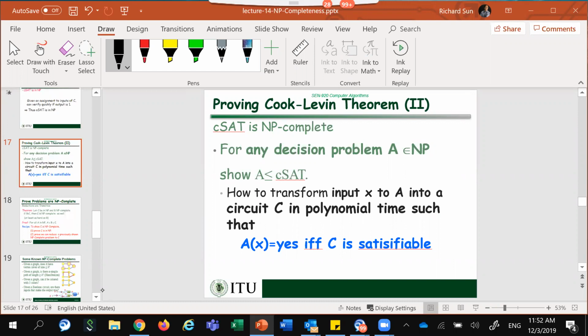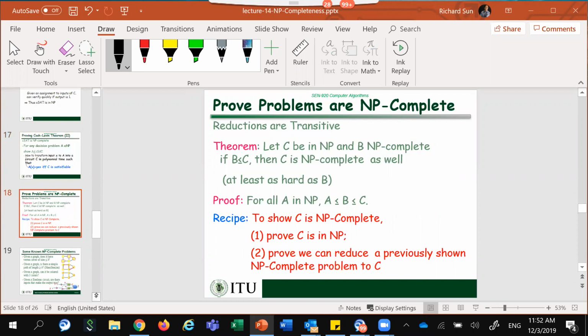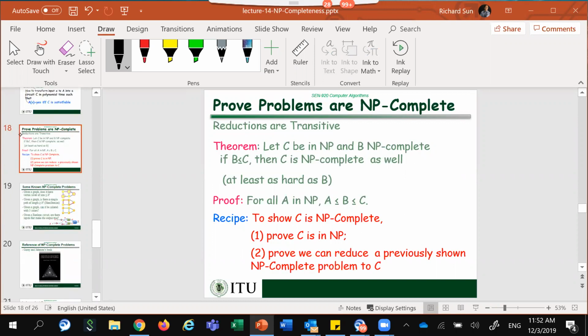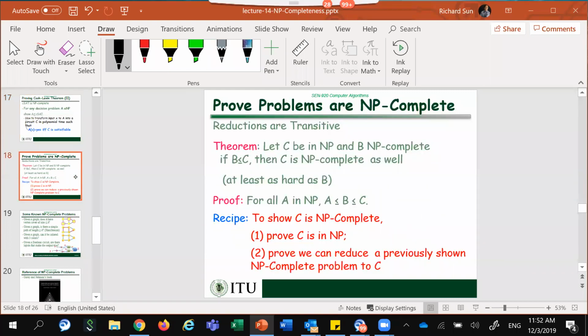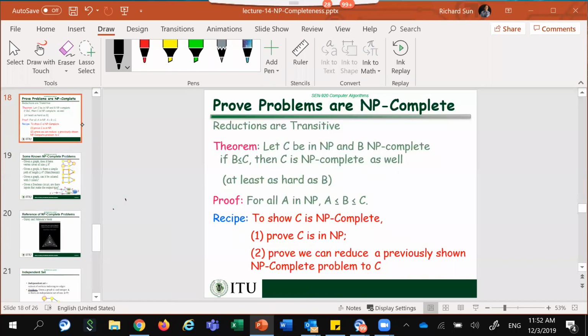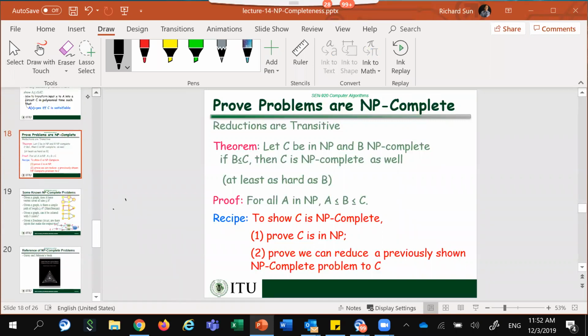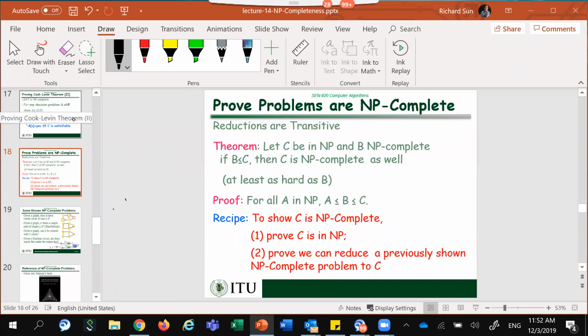this is where Cook's contribution is. He was able to prove that this is true, and the proof goes through many pages, so we're not going to go through that. We will just take that as a fact, that CSAT is proven to be NP-complete. Cook spent many pages to prove that. If you're interested, you can go to the textbook and read it. So now we have understood that the circuit satisfiability problem is the first NP-complete problem.